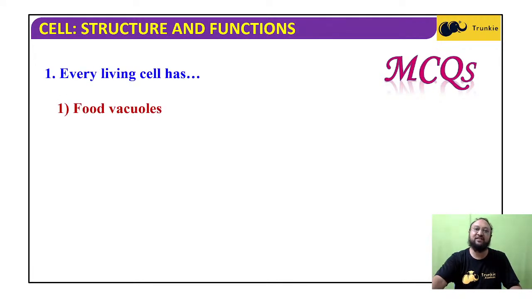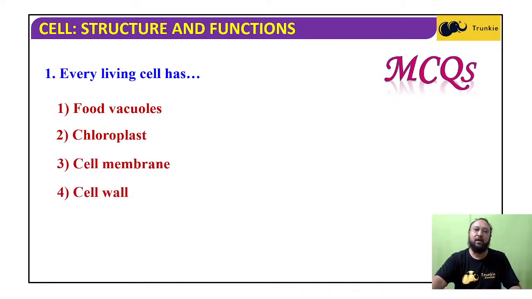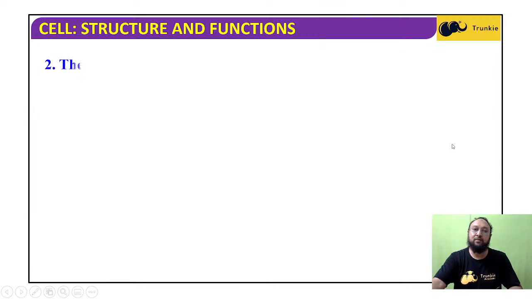Quickly, every living cell has food vacuoles, or chloroplast, or cell membrane, or cell wall. Chloroplast is present only in plant cells, so that is not correct. Food vacuoles are not present in all cells, so that's not correct. Cell wall is present only in plant cells, so it's not present in all cells. So the correct answer for this question will be option number 3, that is the cell membrane. Cell membrane is present in all cells.